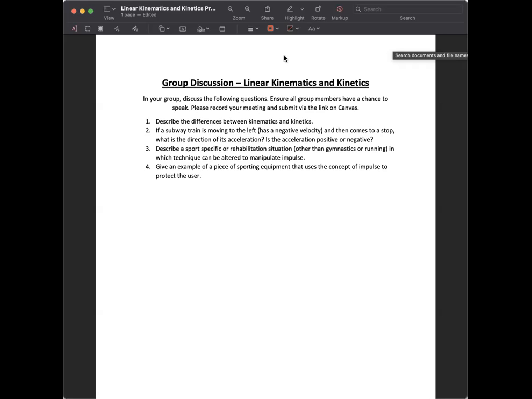So then number four, give an example of a piece of sporting equipment that uses the concept of impulse to protect the user. So for mine, for boxing, you would use boxing gloves, which protects the person that is throwing the punch, not necessarily the person receiving.